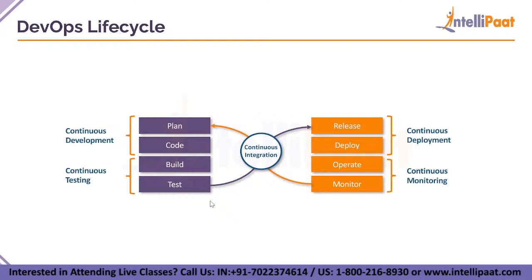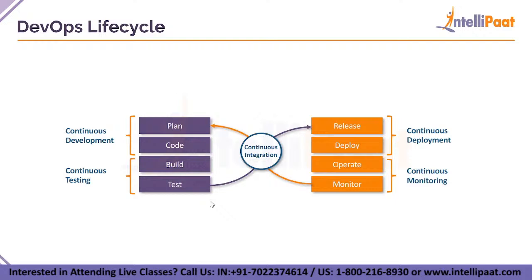So we have different phases in the DevOps Lifecycle: planning, coding, build, test, release, deploy, operate, and monitor. Now, coming to the first phase, that is planning and coding. Planning basically means all the requirements that are collected from the client are analyzed and the details are given to the developers so that they create the code.